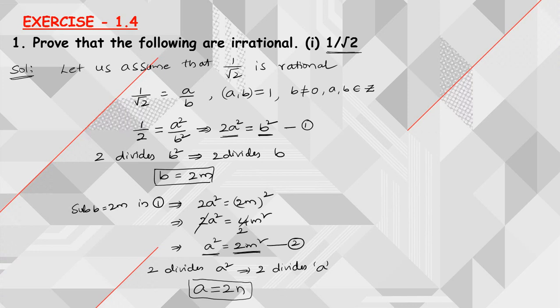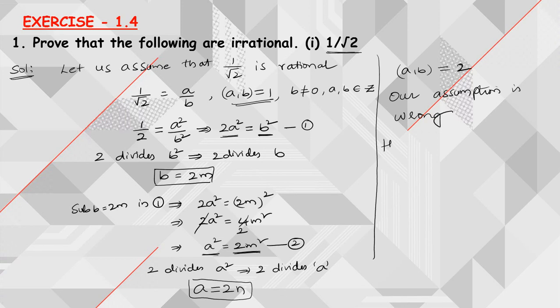Now from these two boxes you can see that a and b are even numbers. When a and b are even numbers, the HCF of a comma b is equal to 2, but according to our assumption a comma b has HCF as 1. So our assumption is wrong. Hence 1 by root 2 is irrational.